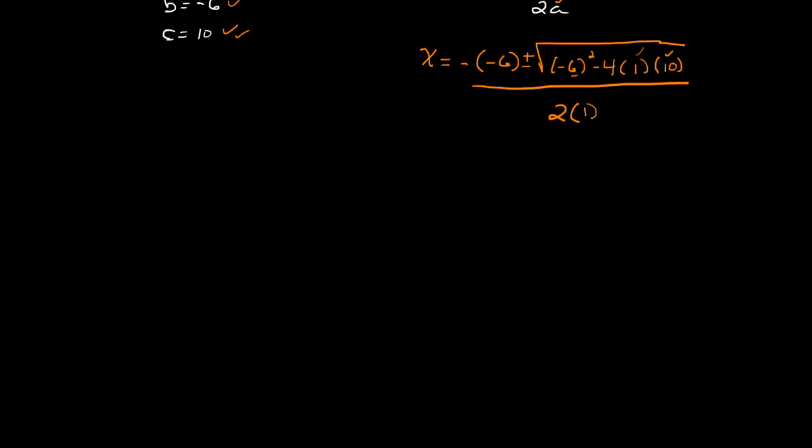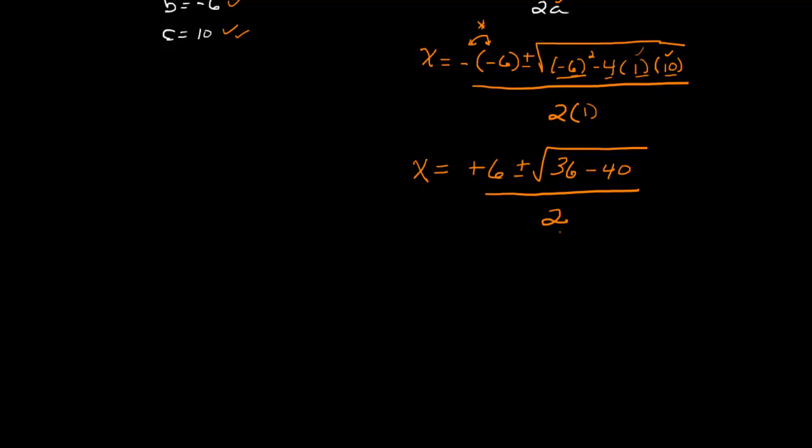Simplifying this, we're going to have x equals negative 6 gives you a positive because we're multiplying the two negatives together. So we get a positive 6 plus or minus the square root of negative 6 quantity squared, which gives you a positive 36, minus 4 times 1 times 10, which gives you minus 40, all over 2. And notice here we get 6 plus or minus the square root of 36 minus 40, which gives me a negative 4, all over 2.